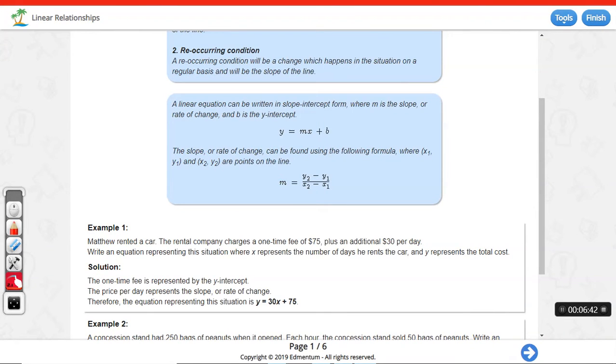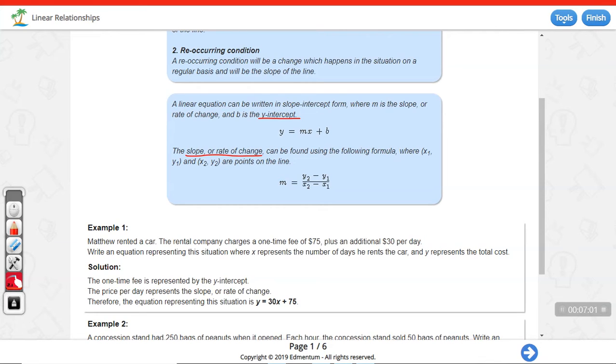This is our first Study Island example. They give us a situation that's not a tile pattern. They give us a word problem here. But again, we're going to be looking for two things. We're looking for that rate of change, otherwise known as our slope, and we're looking for our starting point, otherwise known as our y-intercept. Okay, so those are the two parts we're looking for. Let's examine that as we read.